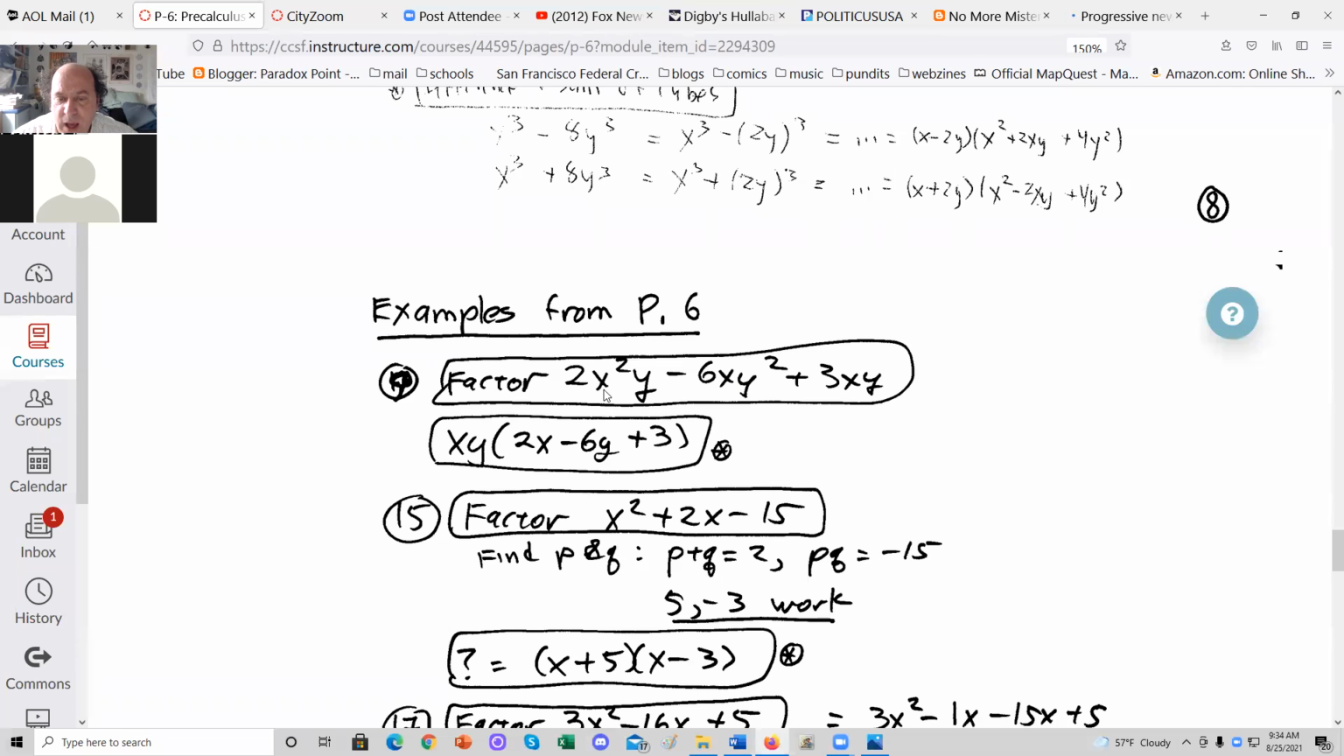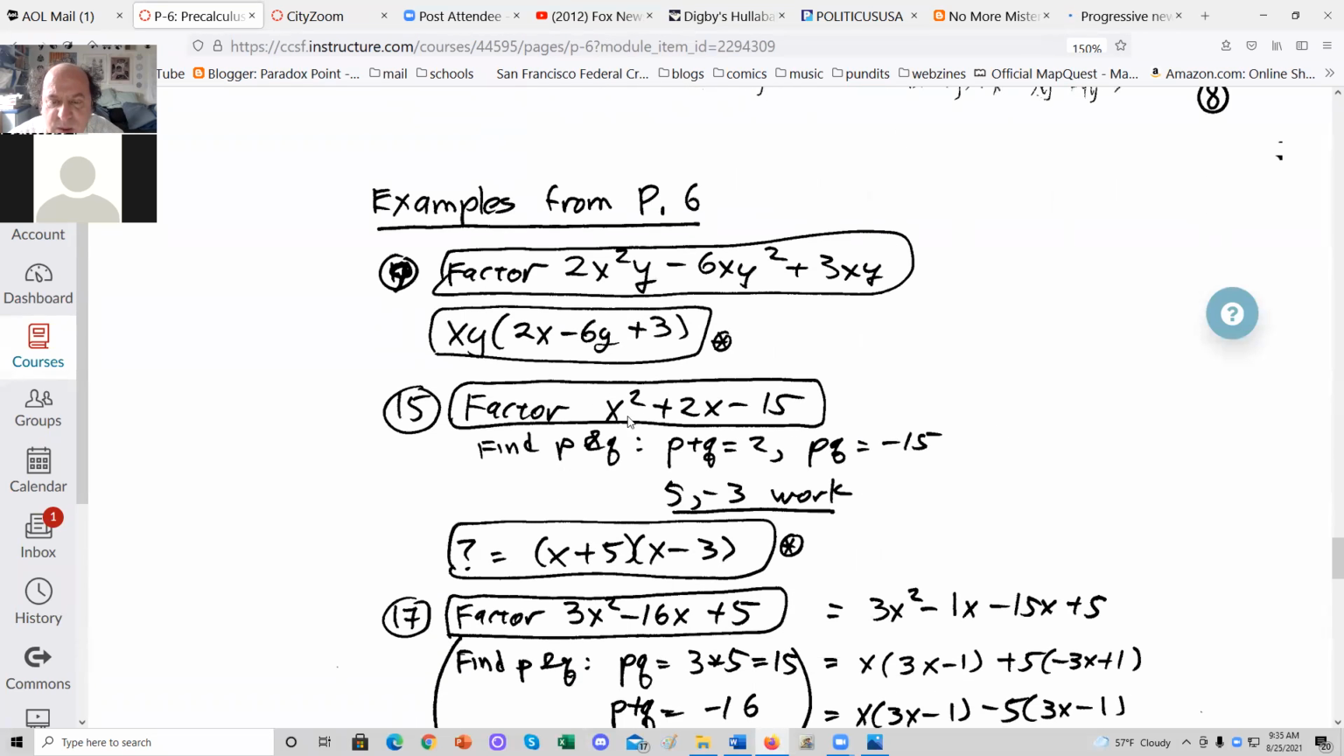All right, there's a common factor of xy. What you do is you look for the lowest power of x in each term and the lowest power of y in each term. Here, the lowest power of x is x to the first, and the lowest power of y is y to the first. So you can pull both x and y out. When you do that, these terms become 2x minus 6y plus 3. So there we're done.